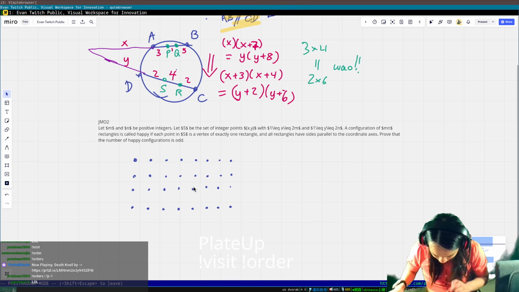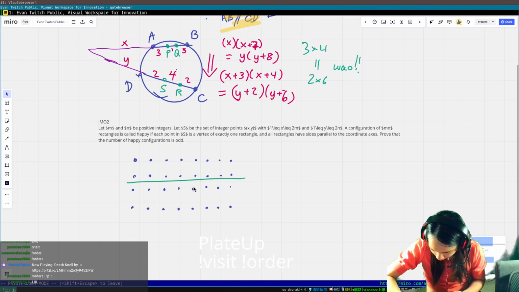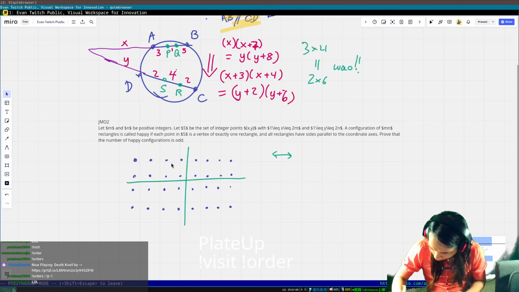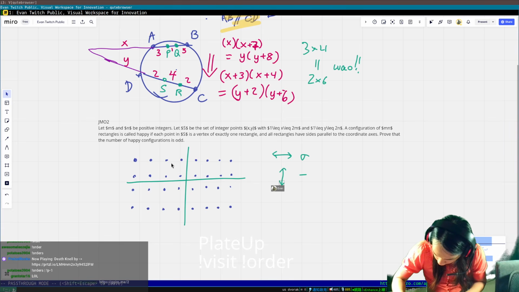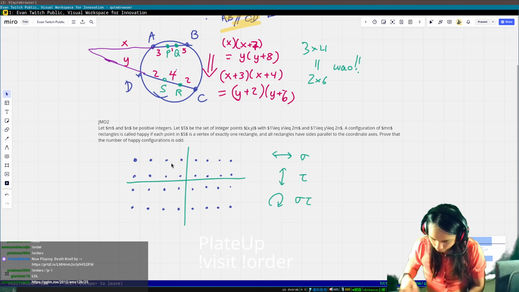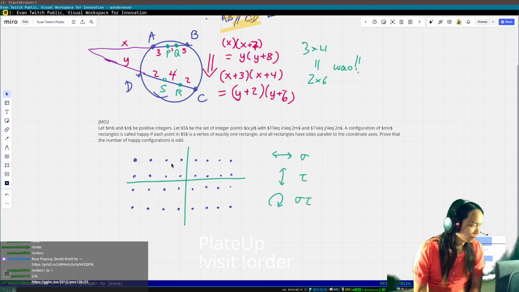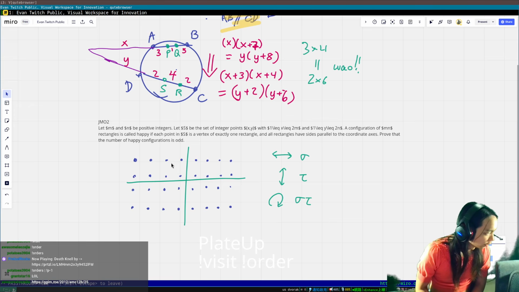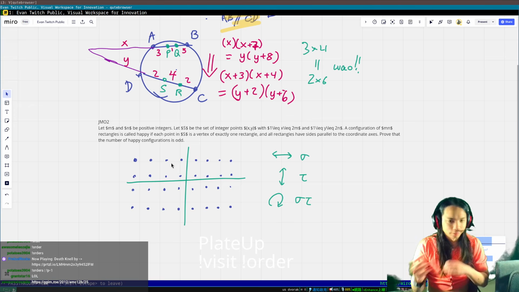So there's a bunch of symmetries of this grid, right? Like this, and this. Let me call these sigma and tau or something. And then there's 180-degree rotation. So sigma tau. It's sort of like there's this symmetry kind of thing.